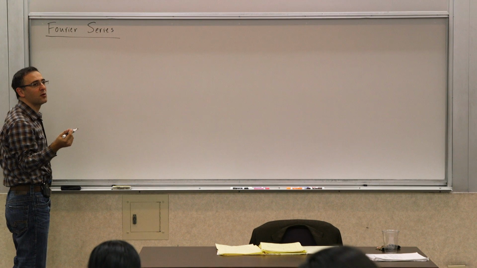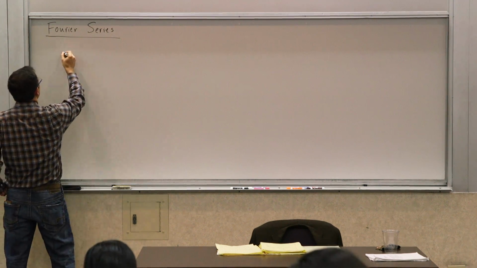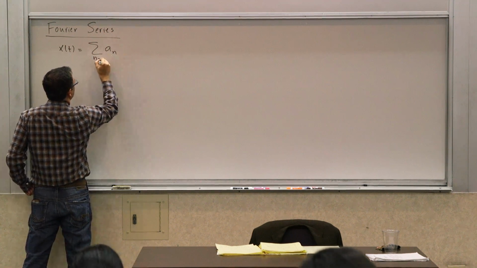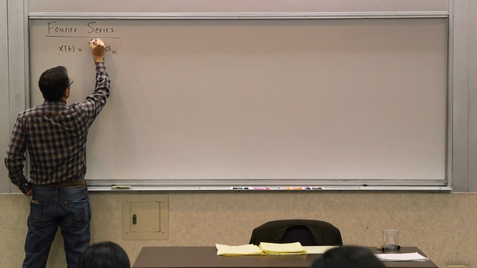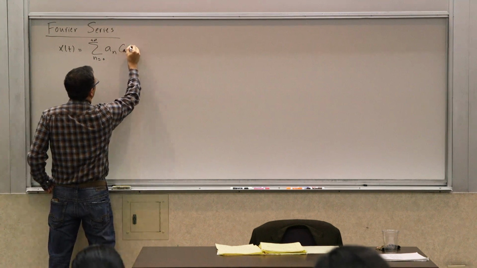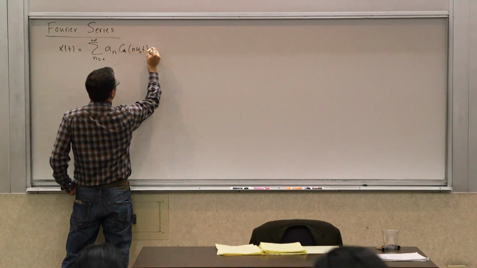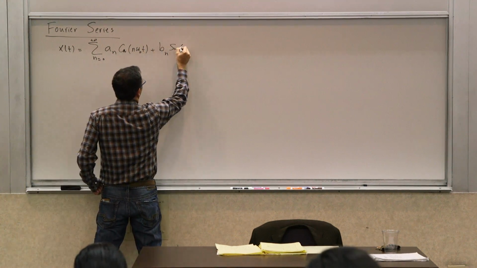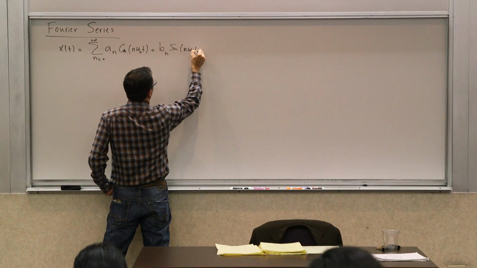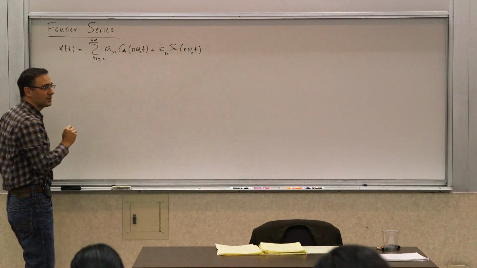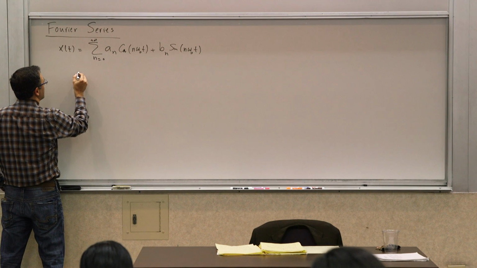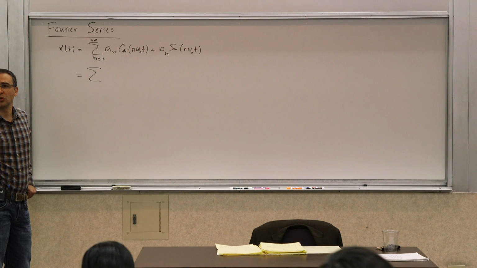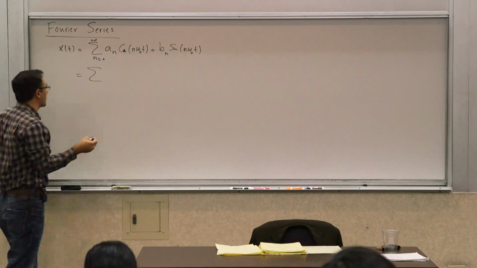One was the more classical form of writing it in terms of sines and cosines. So writing x of t as the sum of coefficients a_n, from 0 to plus infinity, times cosine of n omega naught t plus b_n sine of n omega naught t. And alternatively, we saw that you could write this as a sum of exponentials, because we know that we can write sines and cosines as sums of complex exponentials.